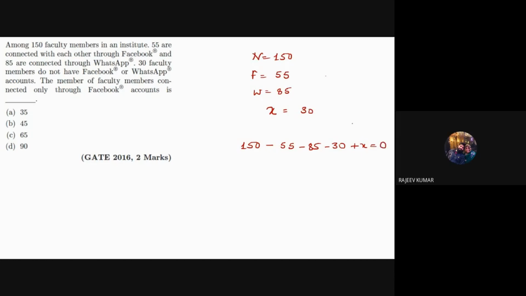ठीक है. यहाँ से मुझे एक्स की वैल्यू मिल जाएगी. I'll get 90 plus 140, 170, I shall be getting 20. यहाँ से मुझे एक्स की वैल्यू मिल जाएगी 20. And these are the people who are using both Facebook and WhatsApp. तो फेसबुक के मेरे पास 55 लोग हैं और फेसबुक इंटरसेक्शन व्हाट्सएप के 20 लोग हैं. तो only Facebook अगर मुझे निकालना हो, I'll just do 55 minus 20, that is 35. So 35 is going to be the correct answer.